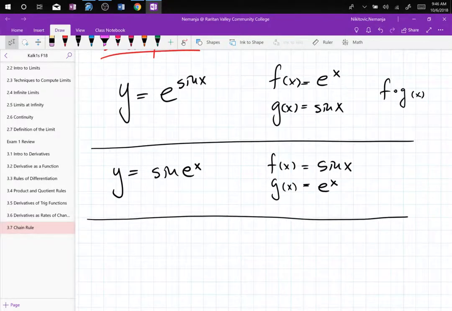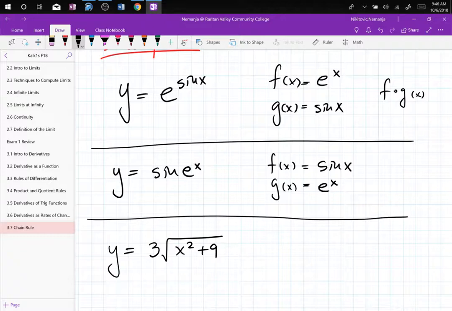Next one is what? Let's try y equals 3 square root of x squared plus 9. So now we have f of x again, and we have g of x.